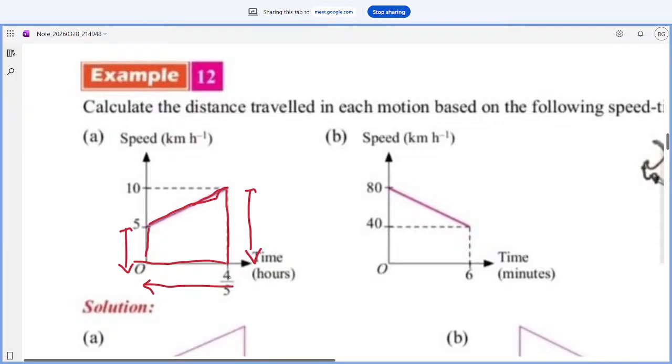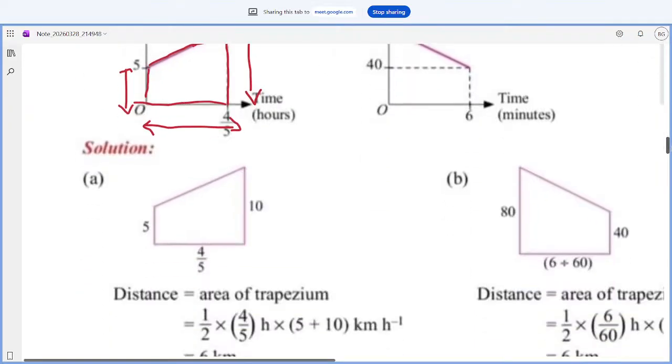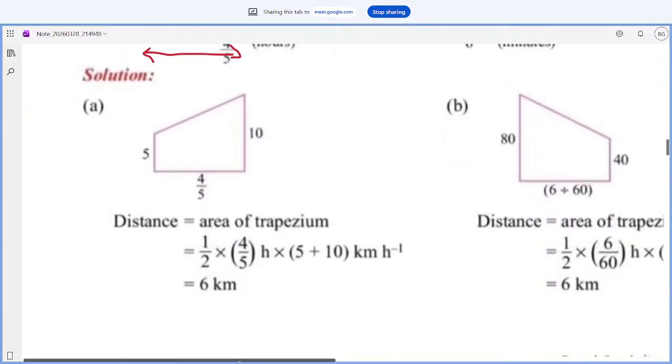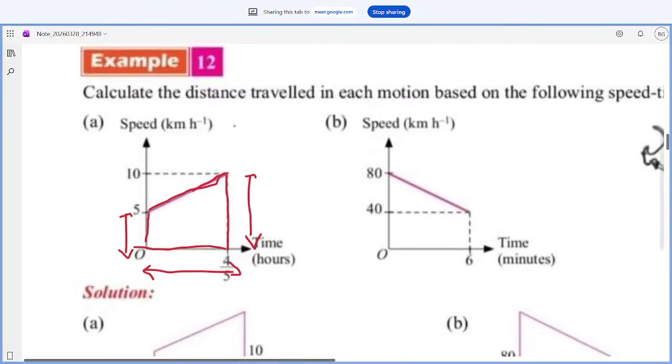Alright, so you should get exactly 6. Okay, this is the answer. There. Okay, distance is equal to the area of the trapezium, so you should get 6 km, correct. Okay, always follow the unit. Okay, because it is kilometer per hour and also hour. So that's why the answer is km.